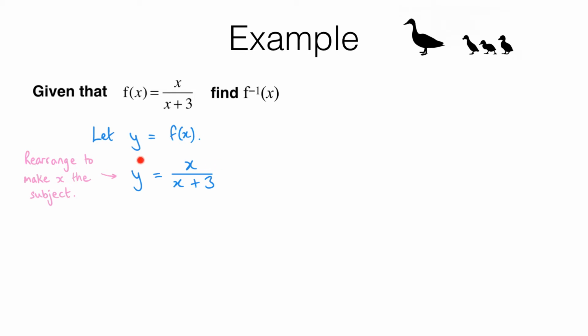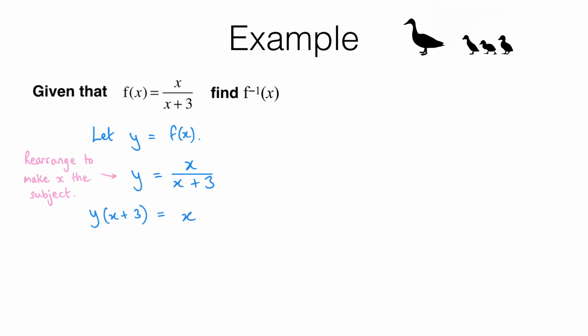So first we just need to rearrange this to make x the subject. I can do that by multiplying the left and the right hand side by this denominator. So that will give me y lots of x plus 3 on the left. And on the right hand side, I'm just going to have x.